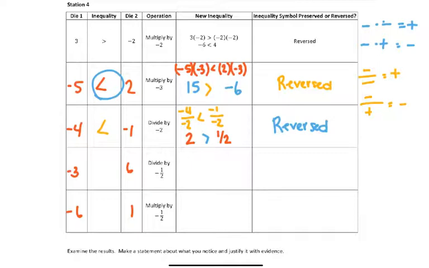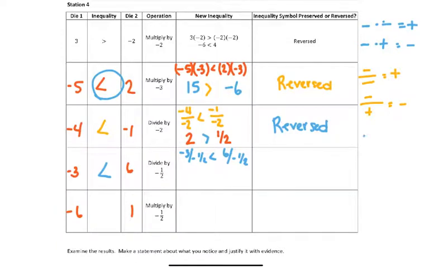Okay, now I'm looking at the next row down, and it is asking me to compare -3 and 6. So I know that -3 is less than 6. So I'm going to draw an inequality symbol in there to show that -3 is less than 6. Now it's asking me to divide by -1/2. So I'm going to write -3 divided by -1/2. And I'm still going to leave the less than in there. 6 divided by -1/2. Okay, now referring to over here, remember that a negative divided by a negative is a positive, and a negative divided by a positive is a negative.